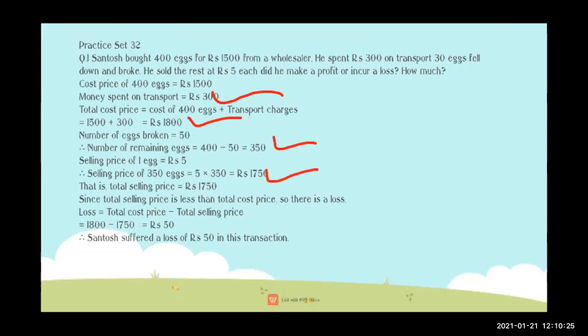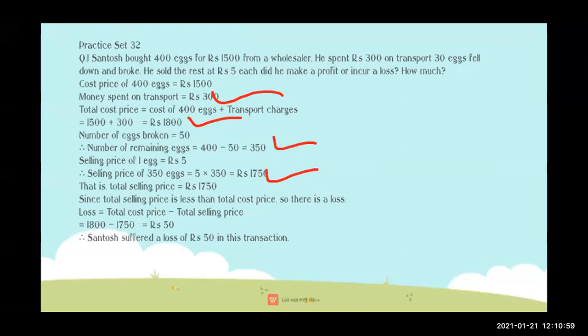Now cost price was how much? Cost price was 1800, and selling price was 1750. By looking at the figures, we can know there is a loss. So we have to write the statement that since total selling price is less than the cost price, there is a loss. So you have to use the formula of loss.